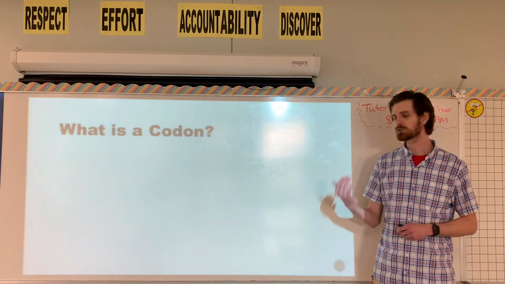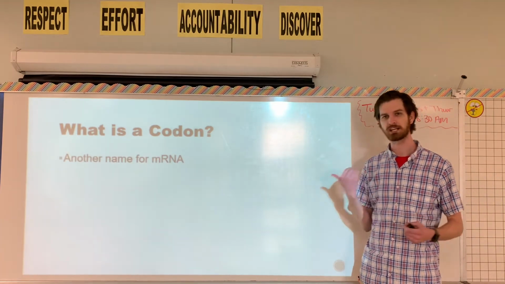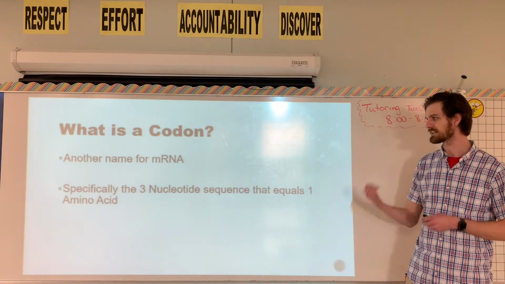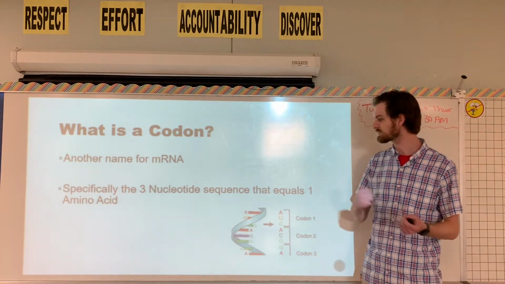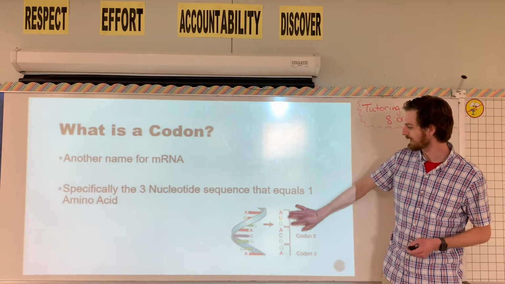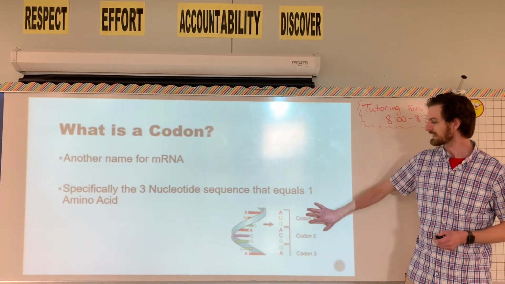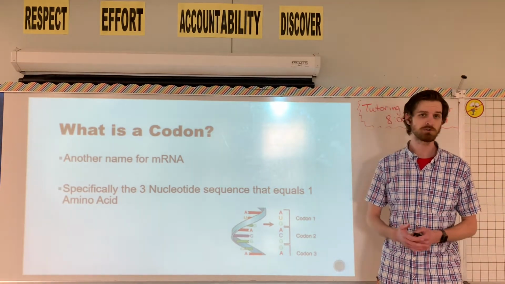Okay, another thing that we can call mRNA is a codon. A codon is just another name for mRNA, specifically a 3-nucleotide sequence that gives us an amino acid. So every 3 nucleotides equals 1 amino acid. When you have an mRNA sequence, you can read it in groupings of 3, and each grouping of 3 will equate to an amino acid from our codon chart.